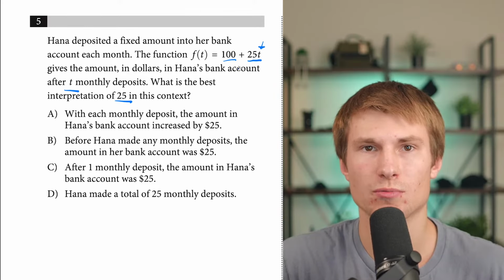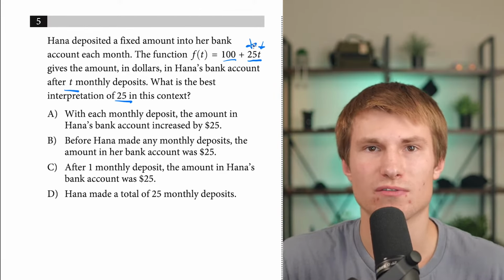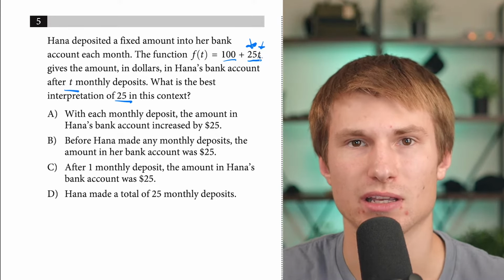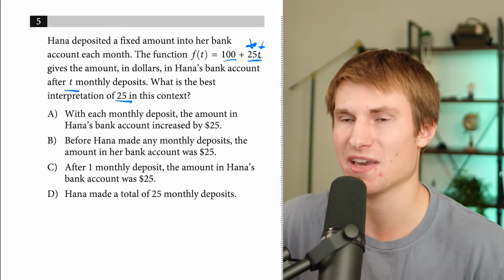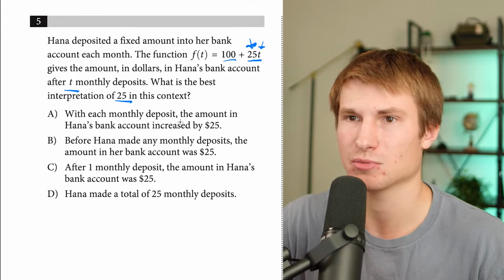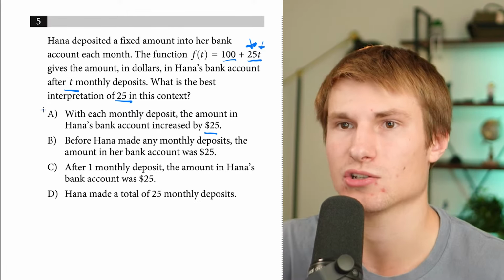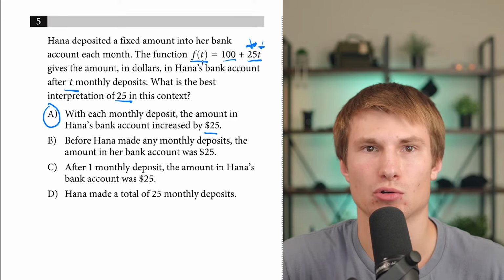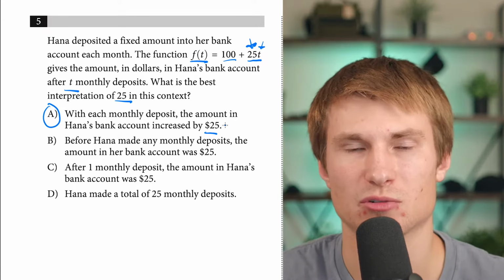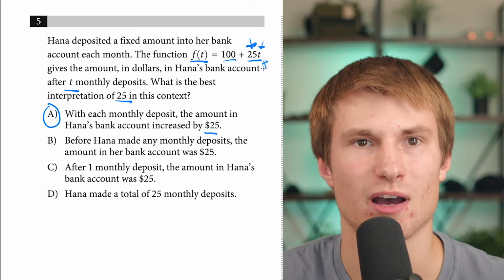So 100 would be our initial amount. This 25 is how much she is inputting into her bank account every time she makes a deposit. So we have option A, with each monthly deposit, the amount in Hannah's bank account increased by $25. Yes, that is true, because f of t represents the total amount in her bank account, and it's going to increase by $25 every time we increase t by 1. So our answer there would be A.